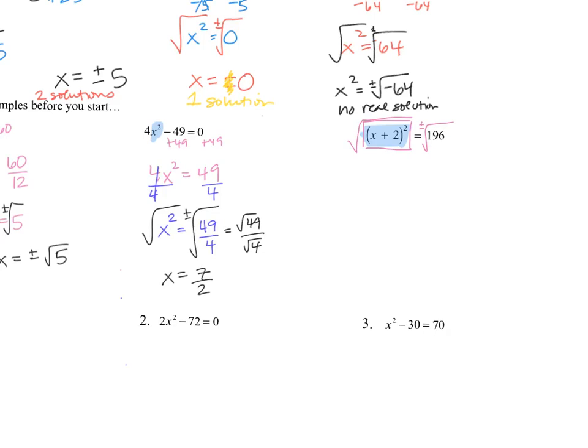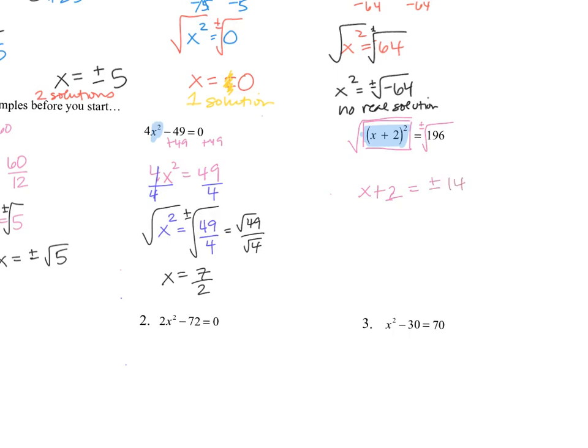So, just so you see how this plays out, you don't have to write this part down. x plus 2 times x plus 2 is x plus 2 squared. And we have a pair of the same thing, so they get to come out. So we're going to just write it as x plus 2. So now that you've freed what's under the radical, you get x plus 2 equals plus or minus 14.